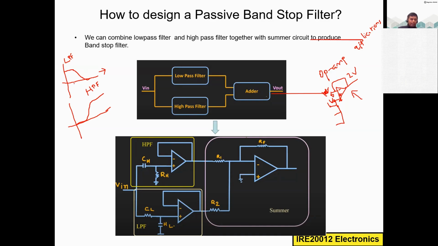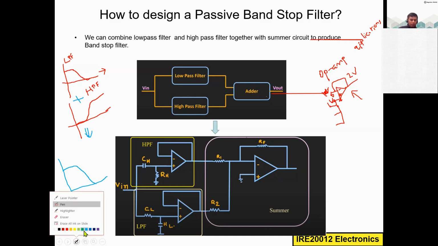So by adding these two responses, what are we getting at the output? Now I am adding these together with the adder. Then at the output, what am I getting? This is the low frequency response, and we know this is the high frequency response. So we are only after this cross section of the frequency response of the low pass filter and high pass filter.